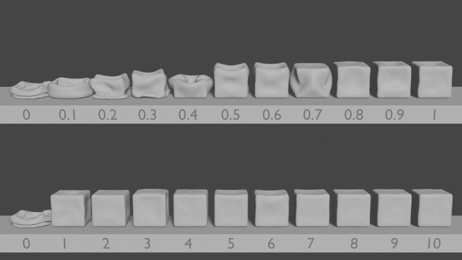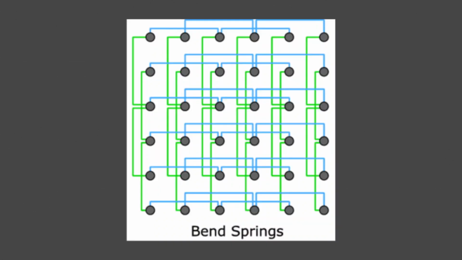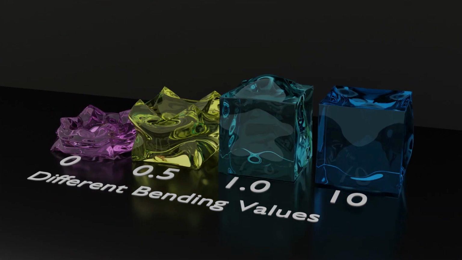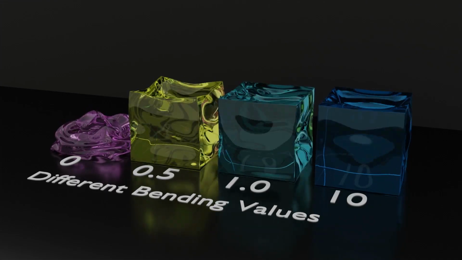Bending is what makes the softbody bend or squeeze. This option creates these virtual spring connections. The higher the value is, the more difficult it becomes for these springs to squish.